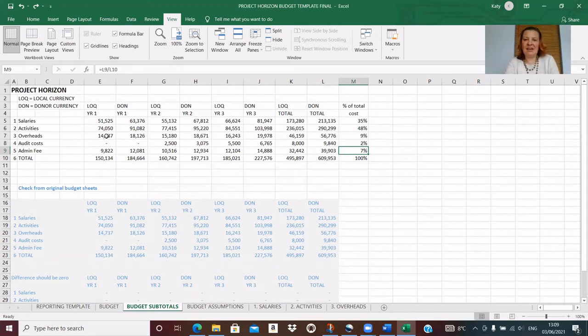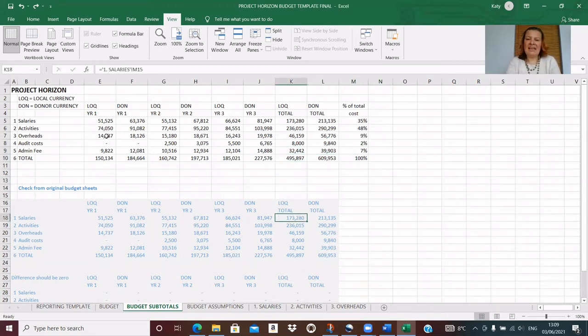So when I send this to the donor, I'm requesting 35% of the funds for salaries, 48% for activities, 9% for overheads, 2% audit costs, and 7% admin fees. You know, that seems quite reasonable.